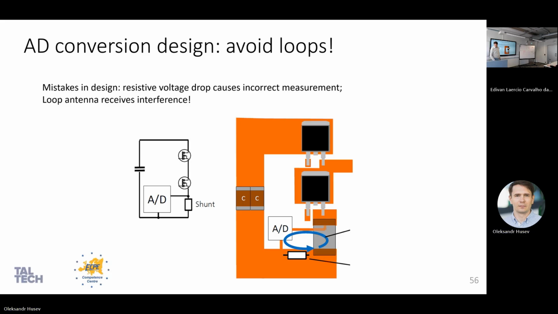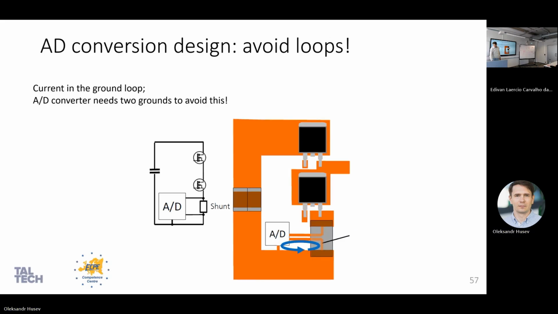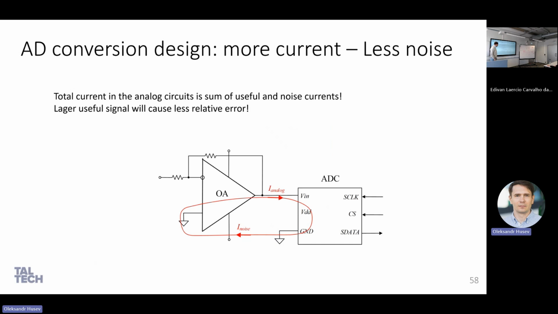Questions? Because I'm approaching the time when I will ask questions. Okay, so here is a better design. First, you split the power line, and you have a differential one, but about differential we will talk later. Another feature: the total current in an analog circuit is the sum of useful and noise currents. A larger useful signal will cause less relative error.